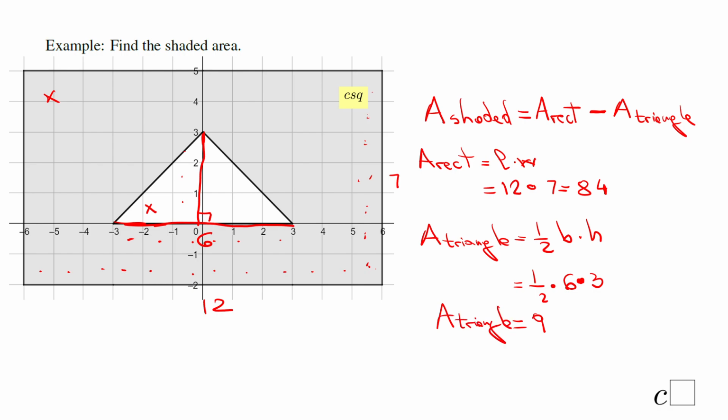And like I said, we have to do one more thing, which is to subtract these two guys. Area of the rectangle is 84, minus 9, and the area of the shaded region will be 84 minus 9, 75 square units.